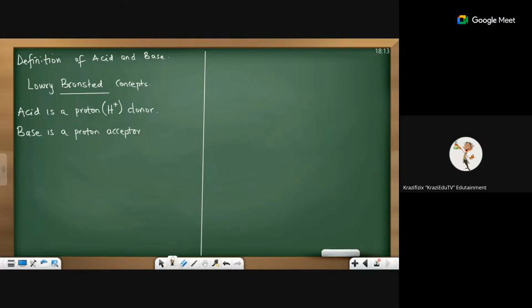Remember what my proton is? My proton is the hydrogen ion. An acid is a proton donor. And as I'm going on, I'm going to quickly show you how to start writing those formulas. And a base is a proton what? Acceptor. That's our first definition.